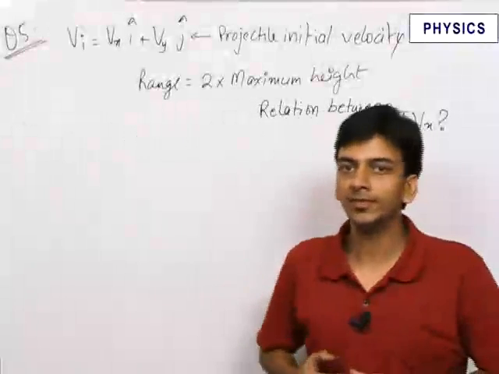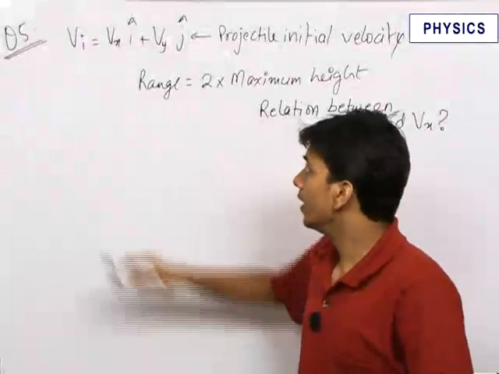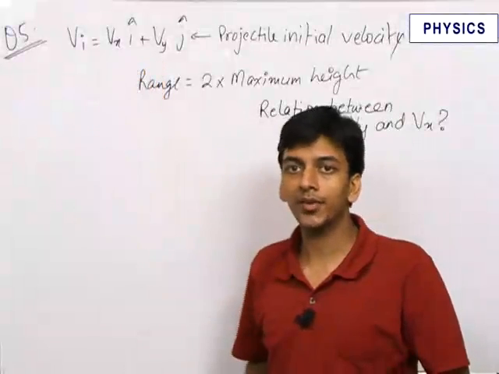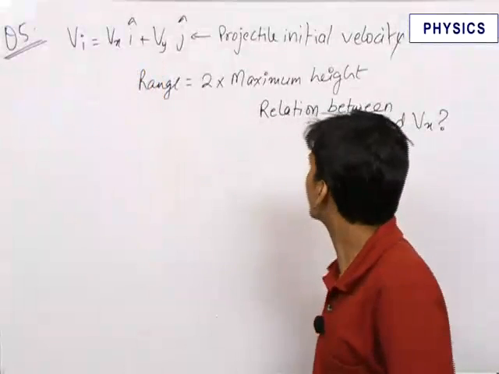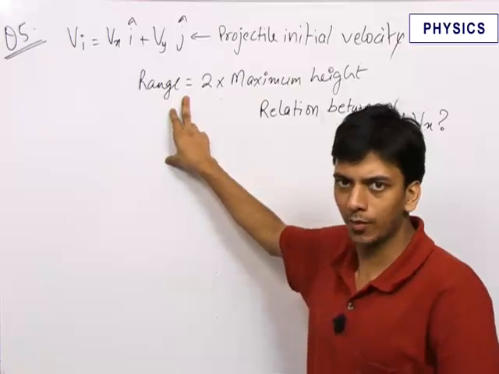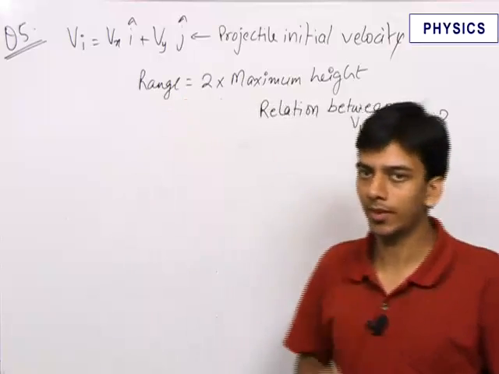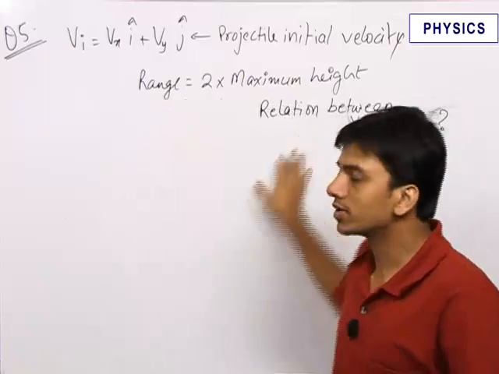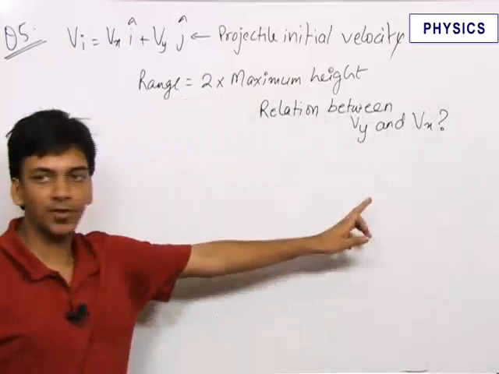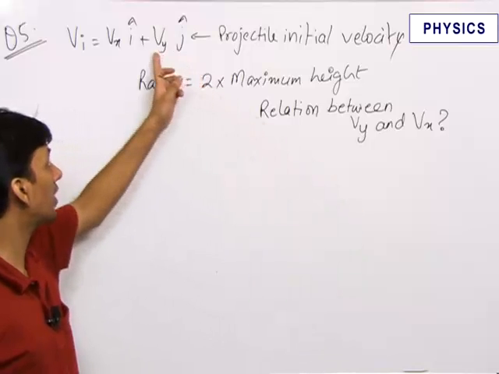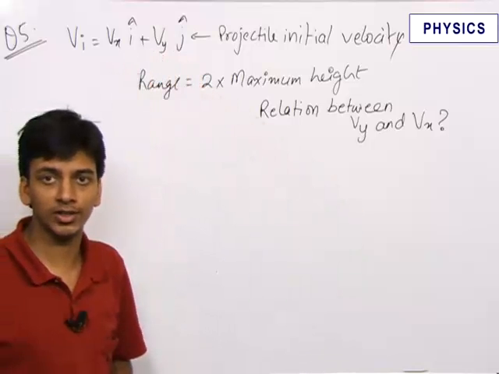This is our fifth question, again of projectile motion. The initial velocity of the projectile has been given as Vx i cap plus Vy j cap. And we have this extra information which has been given to us, that is, the range of the projectile is 2 times its maximum height. What we need to find out is some relation between Vy and Vx, that is, the y component and the x component of the initial velocity.